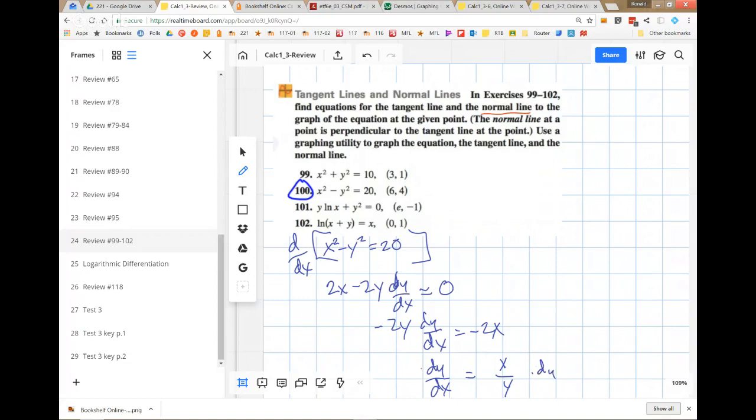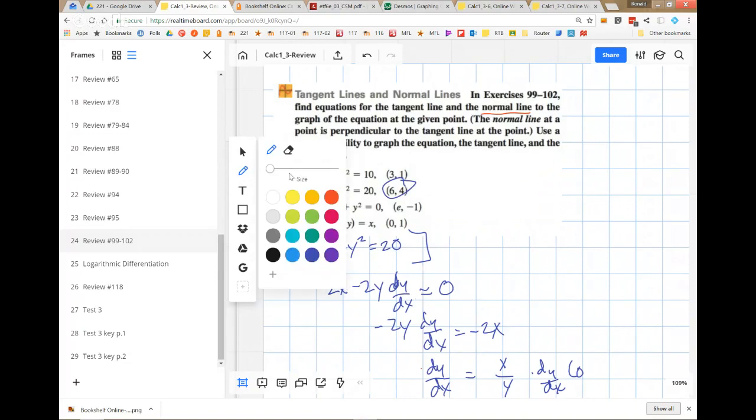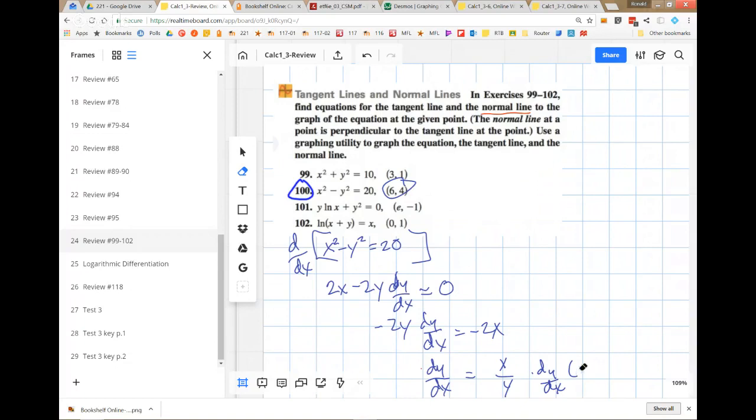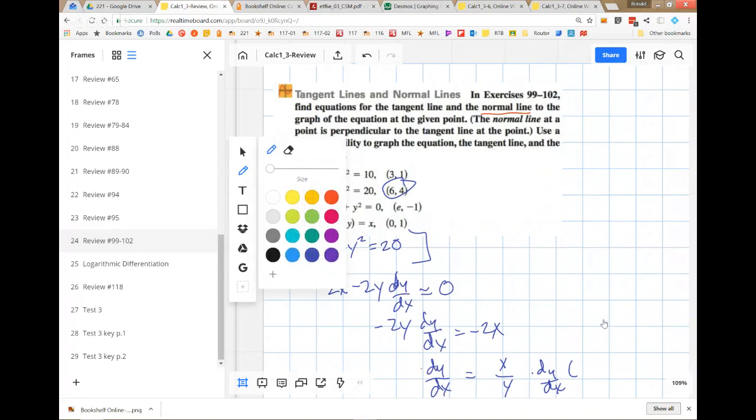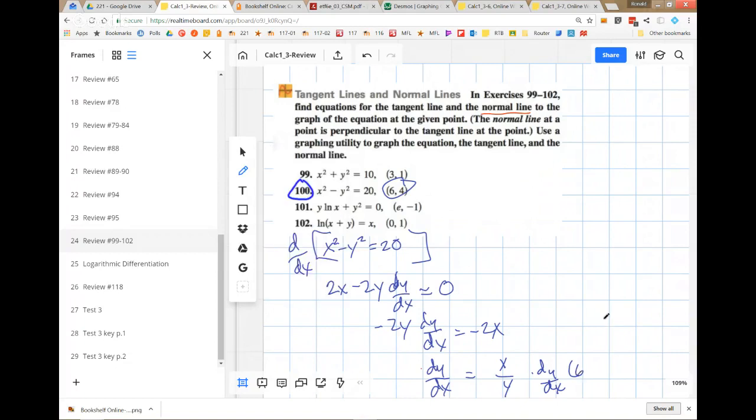Now, what's the derivative at the point, what do they say? (6, 4). Okay, at the point (6, 4), that's just plug in a 6 for x and 4 for y. You get 6 over 4, which is 3 over 2. So there's your specific derivative, 3/2.